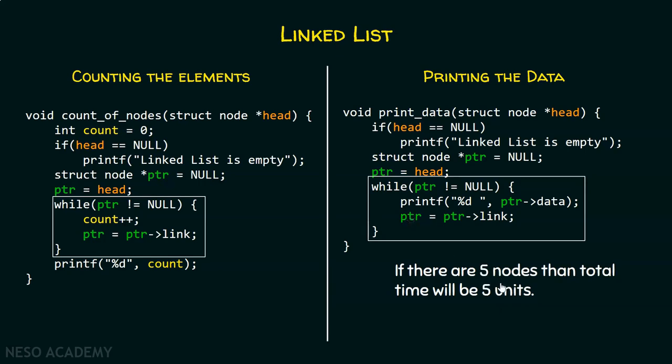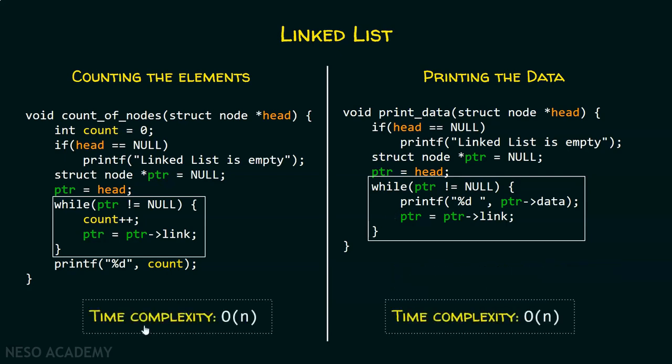And if there are 5 nodes, then the total time will be 5 units. That means these 2 loops will run 5 times. And if there are n nodes, then the total time will be n units. That means these 2 loops will run n times. So it is clear from this fact that these 2 loops will take n units of time. In both these cases, we are traversing the list, and traversing takes n units of time in case of linked list. So it is clear from this fact that time complexity will be big O of n in both these cases.